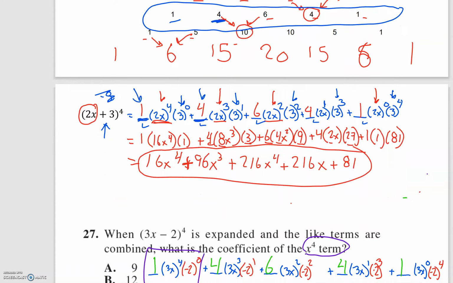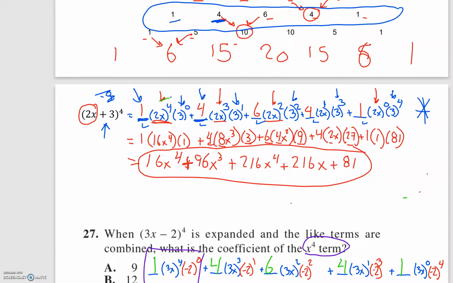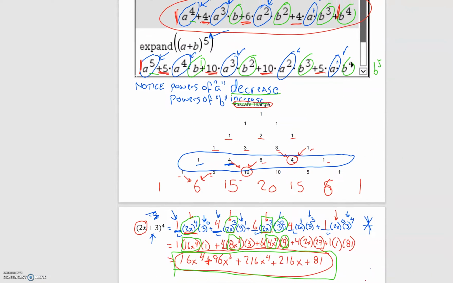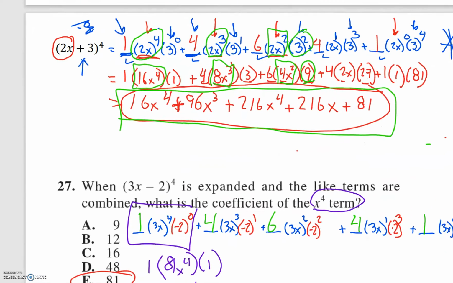Okay. Now, once we have all that, we've just got to simplify the answer. When I'm simplifying, I just figure out each piece. So like 2x to the fourth is 16x to the fourth. 2x to the third is 8x to the third. 2x squared is 4x squared. And by the way, 3 squared is 9. So I'm simplifying them all. Then I finish my multiplying, and I come up with the answer. That's what it comes out to be. Oh wait, sorry, we did a different one here. So anyway, that's what it comes out to be.